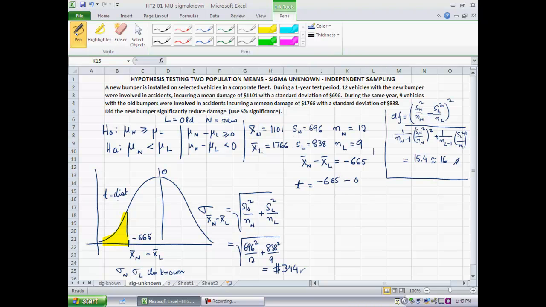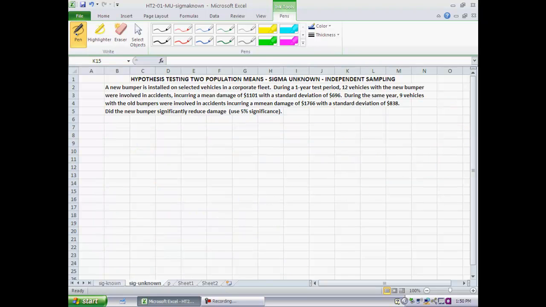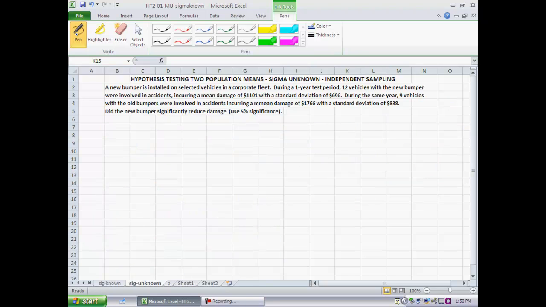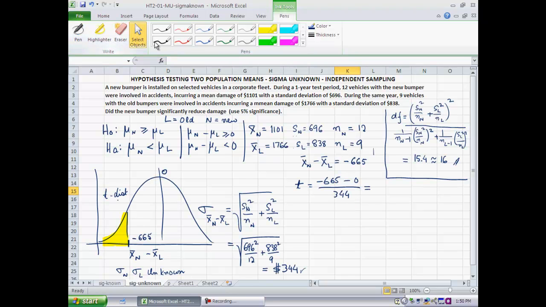Okay, so what I'm really checking is this difference in the sample means that I got, namely the $665. Is it really all that different from 0, or did it simply occur by chance? And the way I do that is simply normalize it. Minus 665 minus 0 divided by 344. So this ends up being, let's see what number we get. This would be minus 665 divided by 344, and that's 1.93.